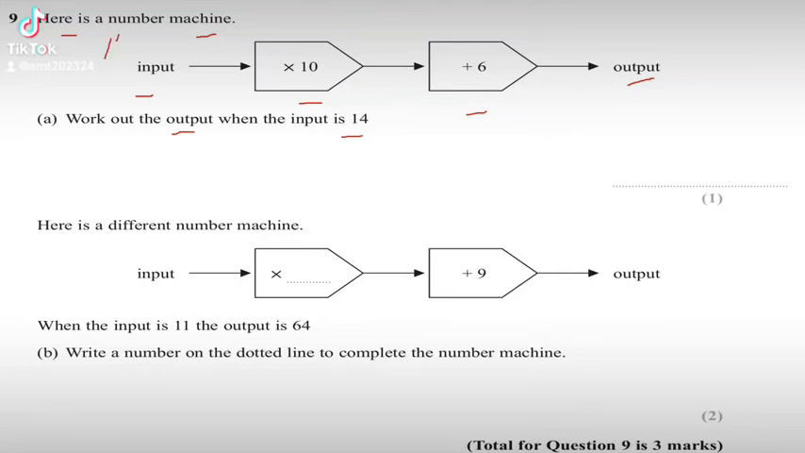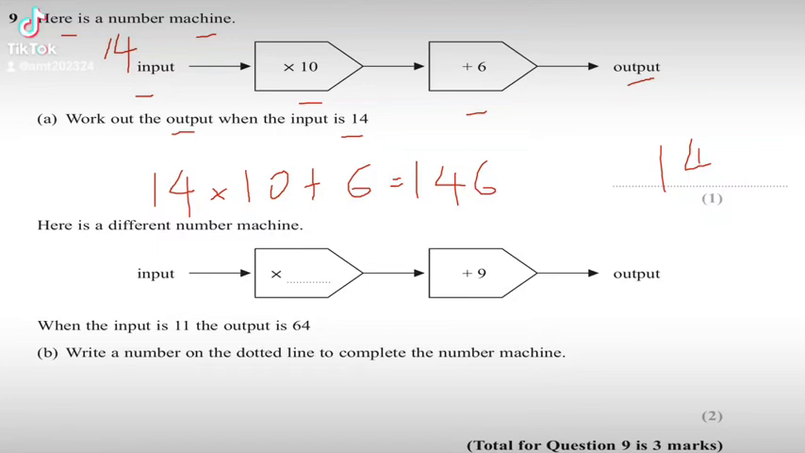The input is 14, so we do 14 times 10 first, which is 140, and then we add 6. Okay, so 146. Okay, so our answer is 146.